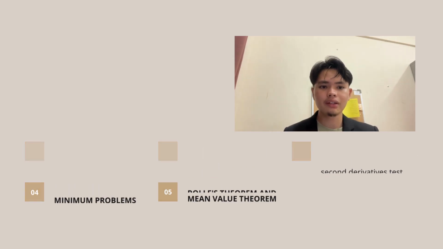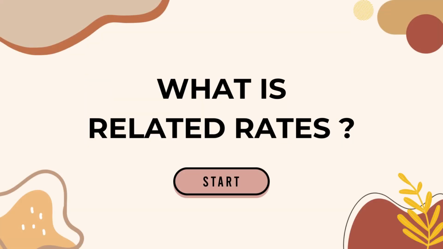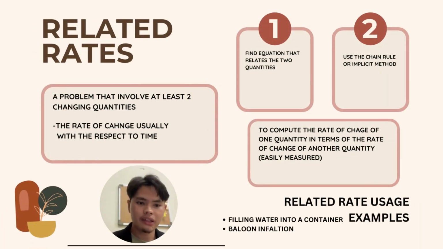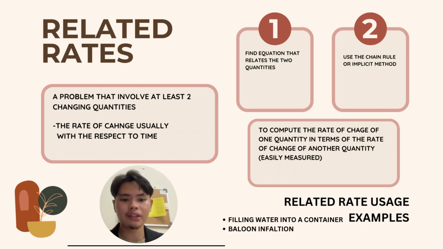So, what is a related rate? Related rate is a mathematical technique used to analyze how different variables in a problem change with respect to each other. It is often applied in calculus to solve problems involving changing quantities and their rates of change, usually with respect to time.